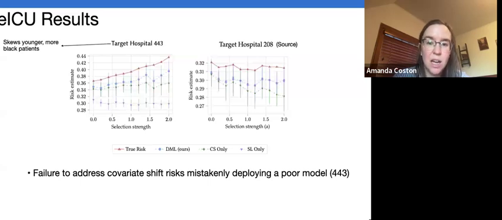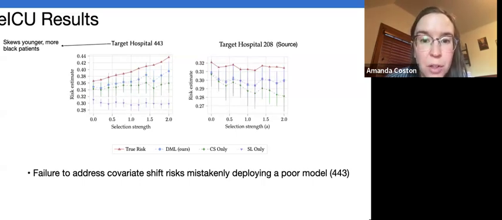And then if we consider the setting on target hospital 443, where we actually do have covariate shift, we see that the selective labels model, that purple curve, severely underestimates risk. It's definitely significant there. And our method is closest to the true risk. Although, yeah, depending on the selection strength, the covariate shift method seems to perform somewhat comparably to our method.